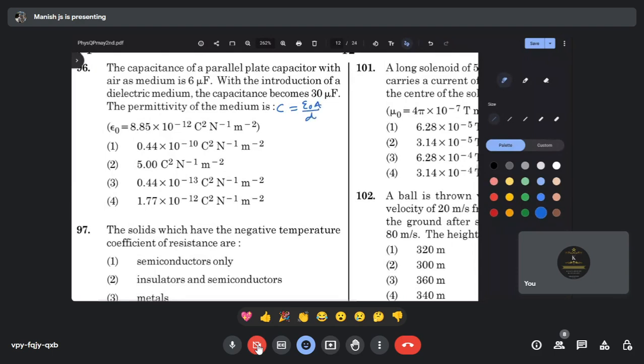This is without any dielectric, so I will take it as C naught, which is given as 6 microfarad. But once you introduce a dielectric, what's going to happen? Capacitance is enhanced. The new capacitance is going to be K times the old capacitance. So K C naught is going to be 30 microfarad as per the second statement. Divide the two equations and you would get the dielectric constant.